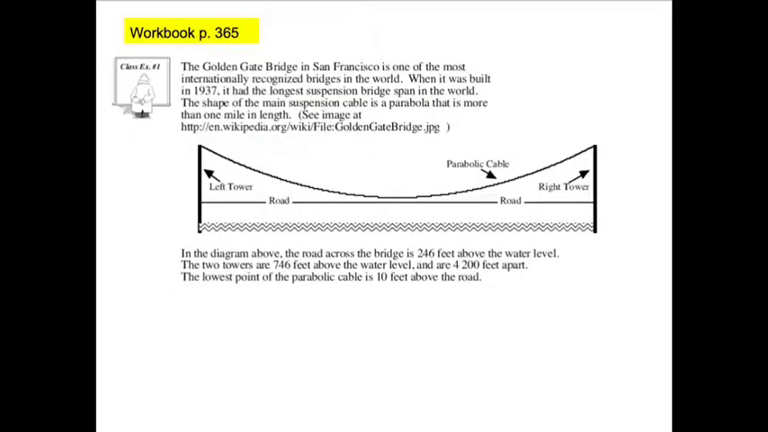This problem deals with the Golden Gate Bridge in San Francisco. So here's the first part. The important parts are that the road across the bridge is about 246 feet above the water level, and the two towers are about 746 feet above the water level, and are about 4,200 feet apart. And the lowest part of the parabolic cable is 10 feet above the road.